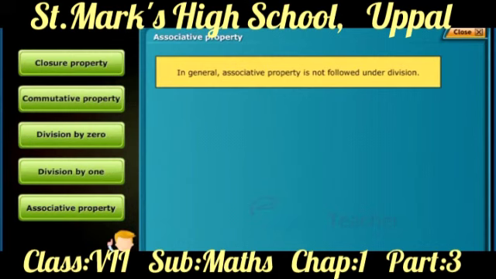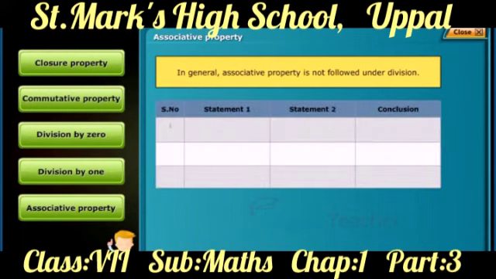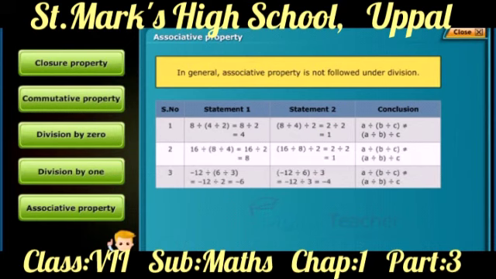In general, associative property is not followed under division. Here, in the first example, initially divide 4 with 2. We get 2. Thus 8 by 2 is equal to 4. Similarly, in statement 2, initially divide 8 with 4. We get it as 2. Thus 2 by 2 is equal to 1. Thus we conclude that a by b by c is not equal to a by b by c. Similarly, the next two statements are shown.